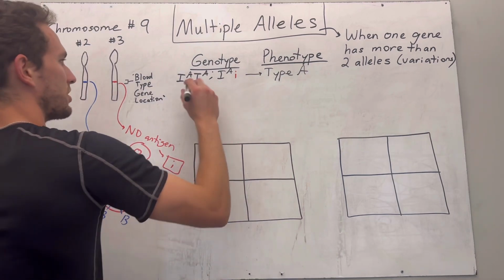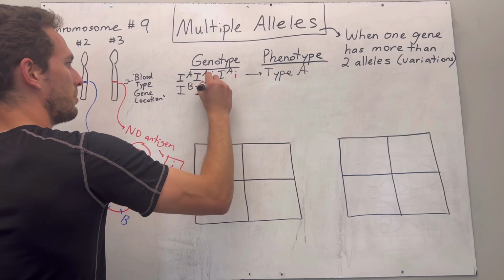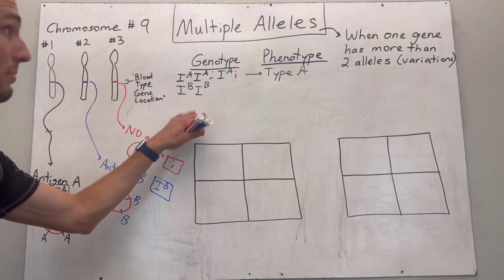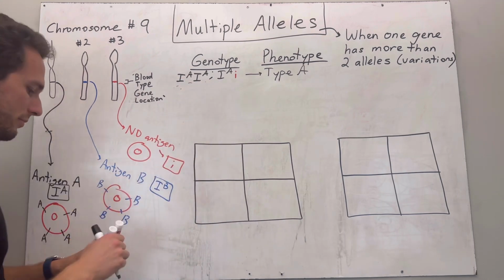What if, for example, you were big I, big B, big I, big B? Obviously type B. Let me actually draw that in blue so I can keep it steady.